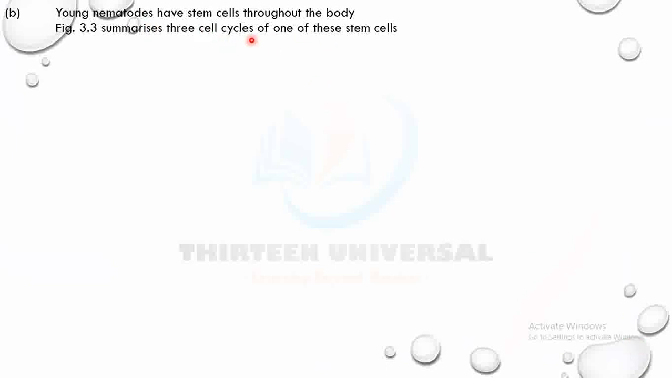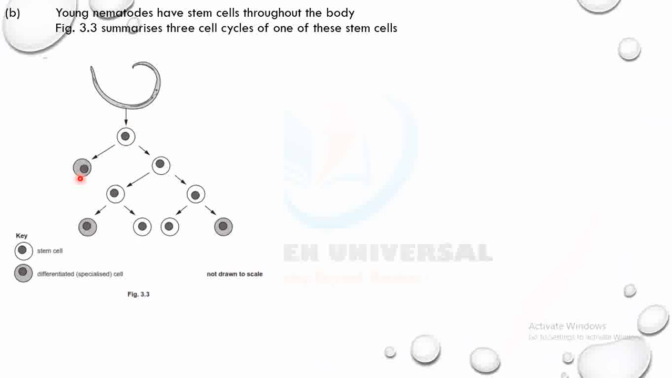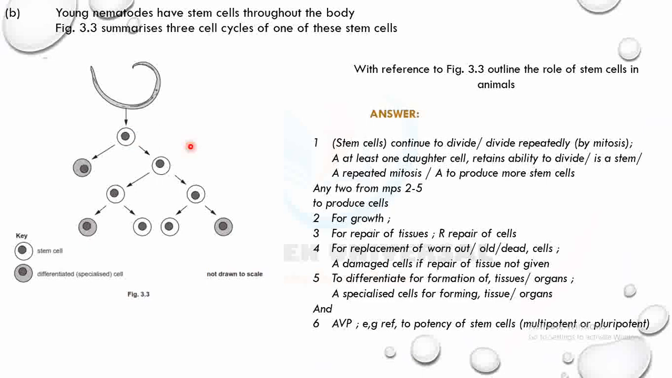These will summarize the 3 cell cycles of one of these stem cells. So you see what's happening in the stem cells: dividing to form other stem cells, and other cells that differentiate. Okay, with reference to figure 3.1, outline the role of stem cells in animals. So what is the role of stem cells in animals? Pause the video and try it. Okay, so stem cells, you know that they divide by mitosis continuously to produce other cells for growth, for repair of tissues, or replacement of cells, and then other cells that also differentiate. Look at it, guys, memorize it. This question is always coming out.